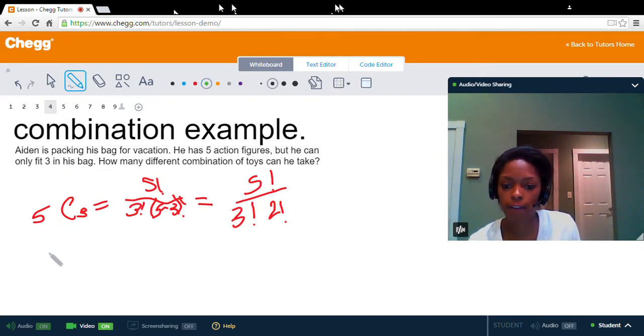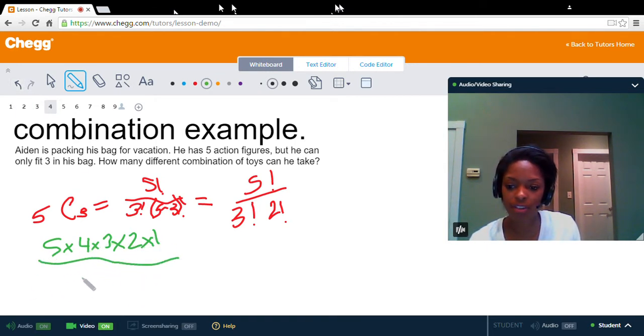So we're going to have 5 times 4 times 3 times 2 times 1. Then you're going to divide all that. Actually, let's redraw that. And then you're going to divide all that by 3 times 2 times 1 times 2 times 1.